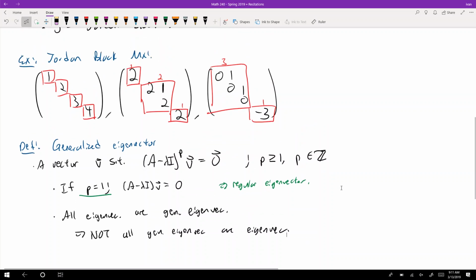Wait, what does that say? P is an element of Z. So Z are integers. Yeah, this is the notation for integers.